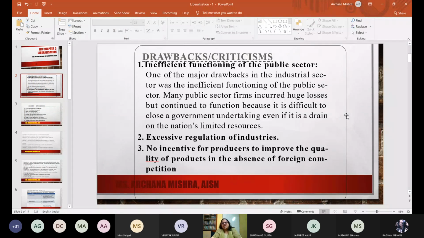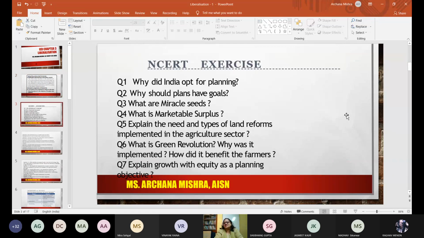After this, we have discussed that the license Raj, the excessive regulation of industries, that the industrialists were lobbying for the license for early start of the business. We also saw that the domestic producers were not bothered to improve the quality because there was a protection from foreign sector. Then we also discussed that there was a rise in prices for essential goods. So all these criticism, you must pen it down, you must do it from NCERT.